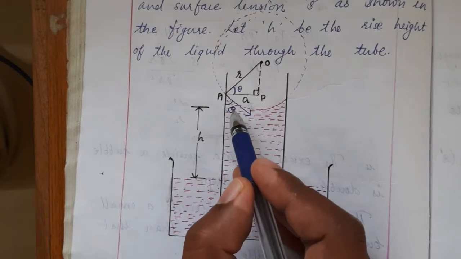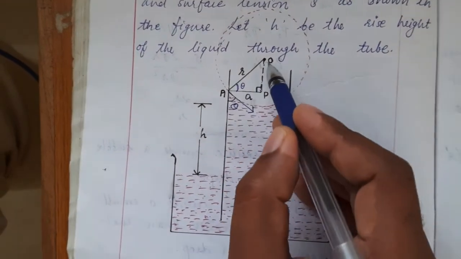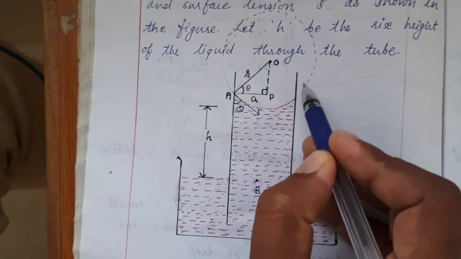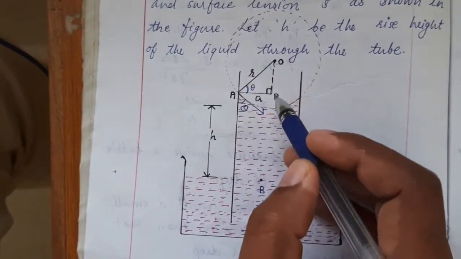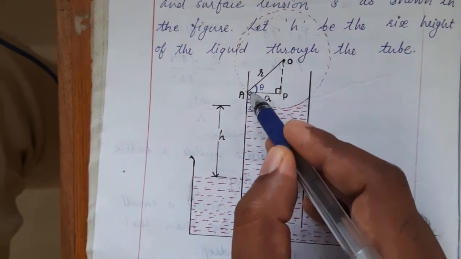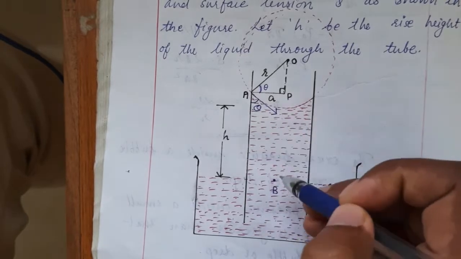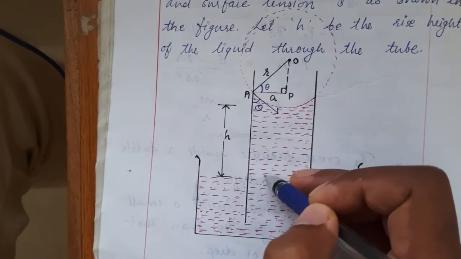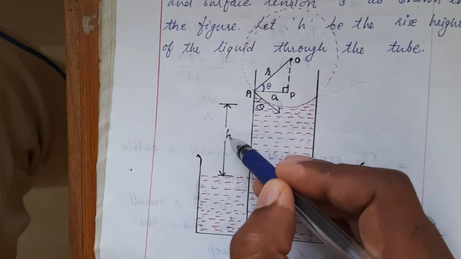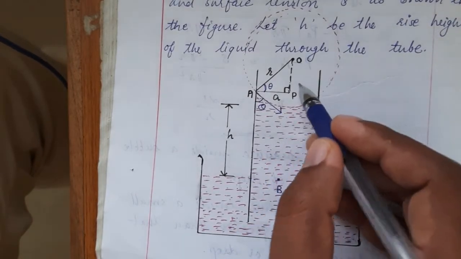This capillary tube has a radius a, and the liquid inside makes a concave shape. Here is the angle of contact, marked as theta. This concave surface, if I consider it as part of a circle, that circle will have a center, and that center is O. That circle's radius is R. This liquid rises up to a height h, and this height is marked here as h.